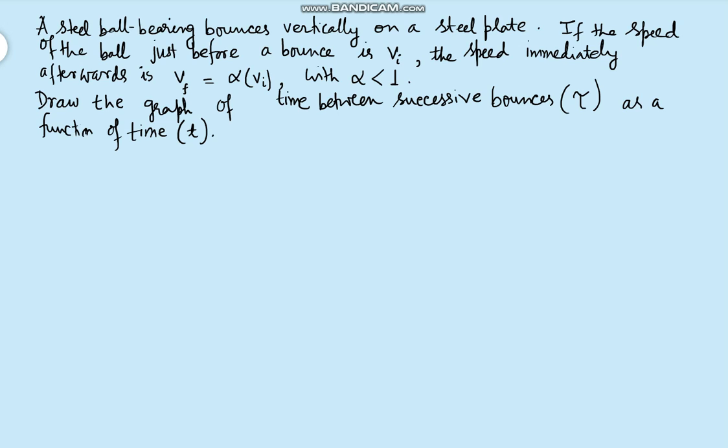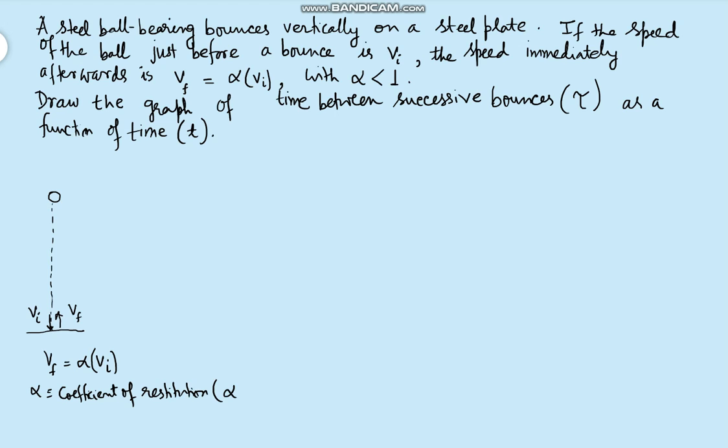So what they are saying is that there is a steel ball that falls from a certain height on a steel surface, and it collides and moves up. Just before striking, the velocity at any moment is Vi and Vf is the velocity afterwards, that is, immediately the speed of bounce. This is equal to alpha times Vi. So without any doubt you can say that alpha is the coefficient of restitution, and it is less than 1.